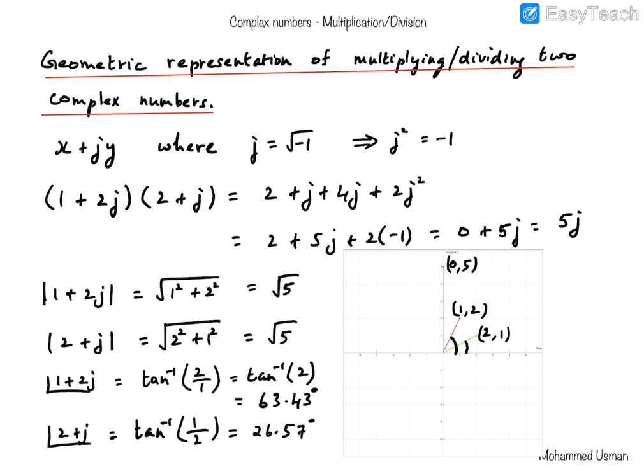And the other aspect that we notice here is that there is a rotation. Initially this complex number has an angle of 63.43 degrees with the positive real axis, but after multiplication, the complex number that we got has an angle of 90 degrees in this case with the positive real axis. So there are two things that have happened as a result of this multiplication. One is scaling and the second is rotation. So let's write those down: scaling and rotation.